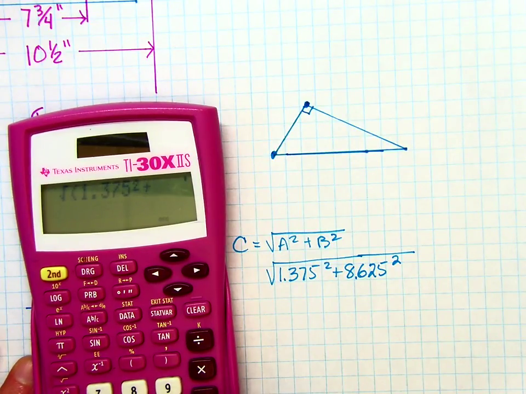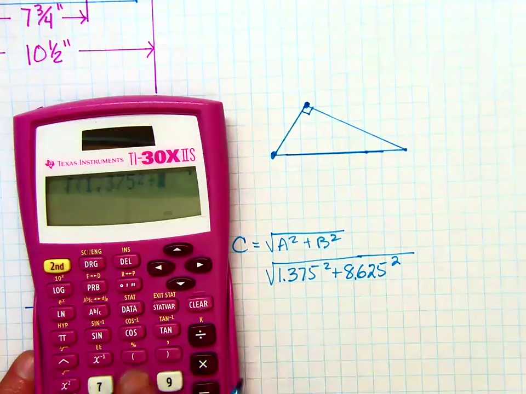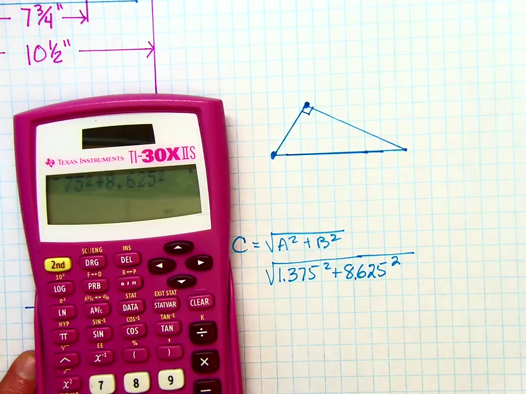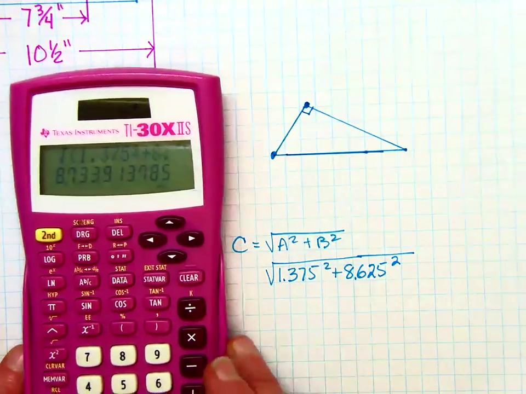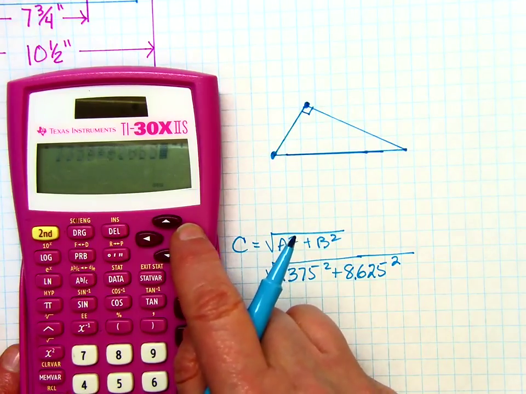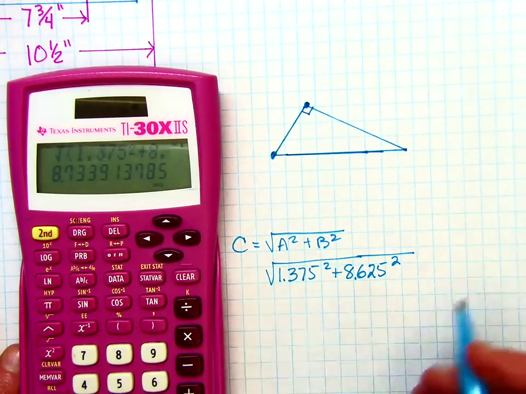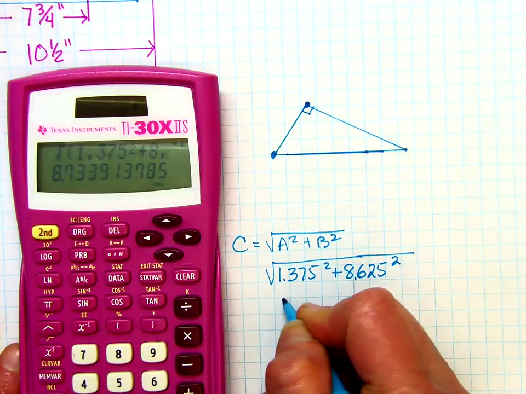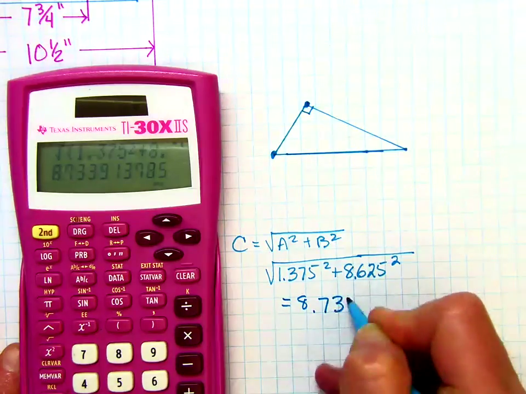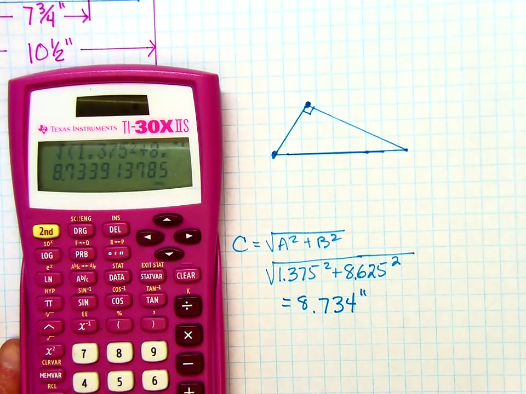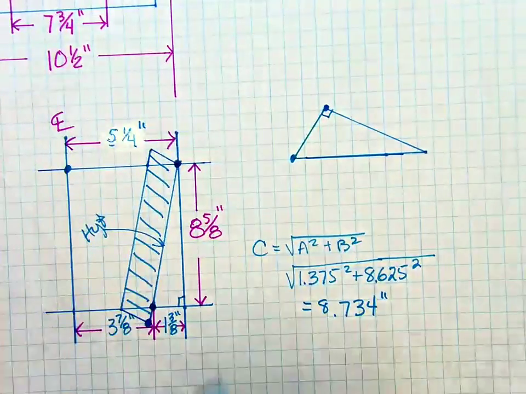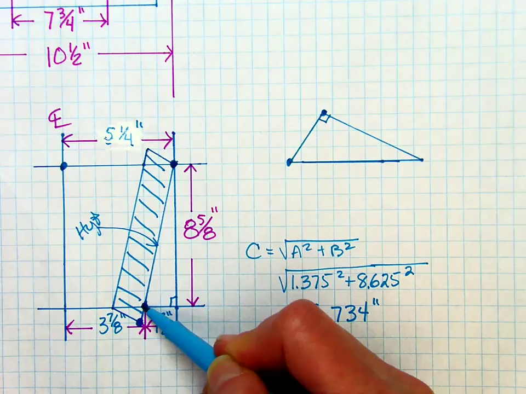Now, if you're building something like this, you might decide to round further out, and that's fine. But for the purpose of the homeworks that I'm going to have you do, and I'm looking for consistency because I have to grade 20 papers, I'm going to have you do it this way. So I'm going to get 8.7339, so 3/4 inches. Okay? So that's going to represent this long piece.